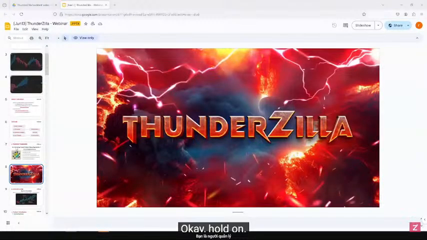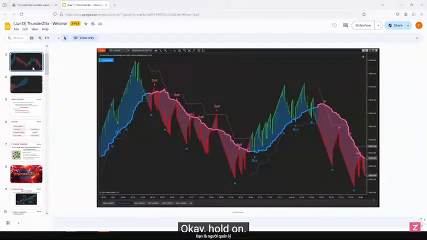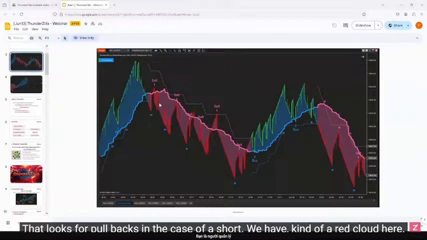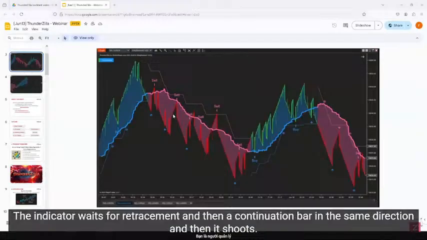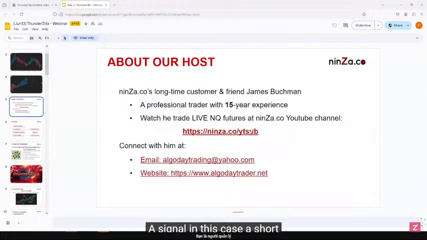All right. So Thunderzilla. That's pretty much what we've been looking at, right? It is a trending indicator that looks for pullbacks. In the case of a short, we have kind of a red cloud here. The indicator waits for a retracement and then a continuation bar in the same direction, and then it shoots a signal, in this case, a short. So yeah, this is the trend, right? It waits for a trend and then a retracement.